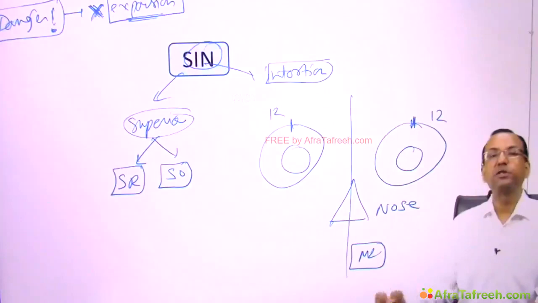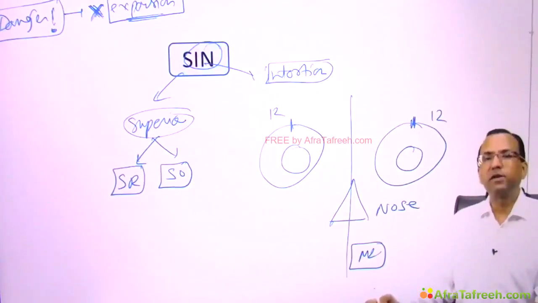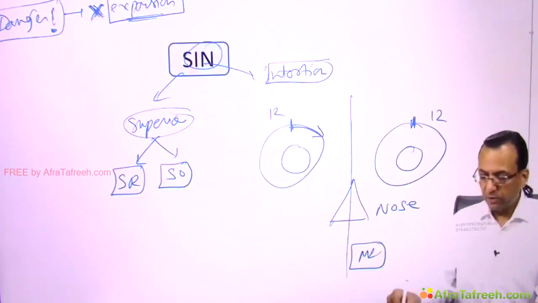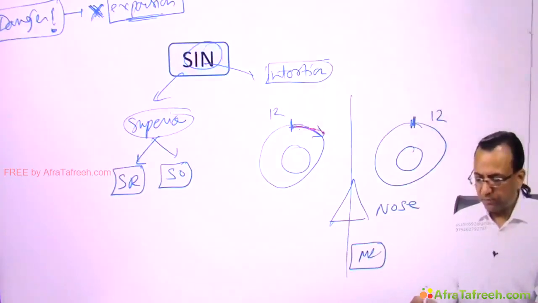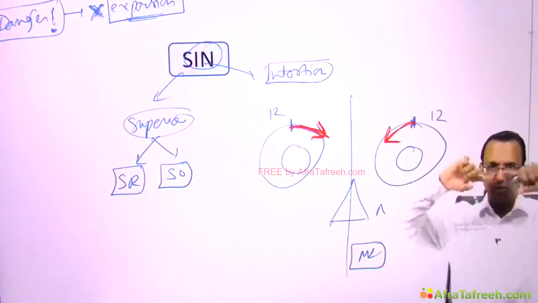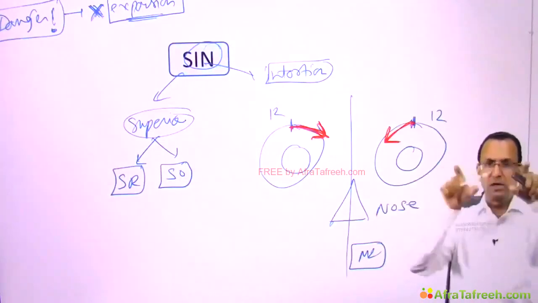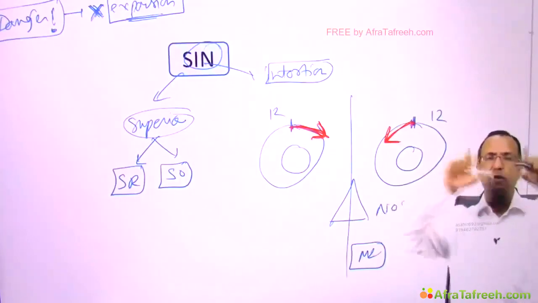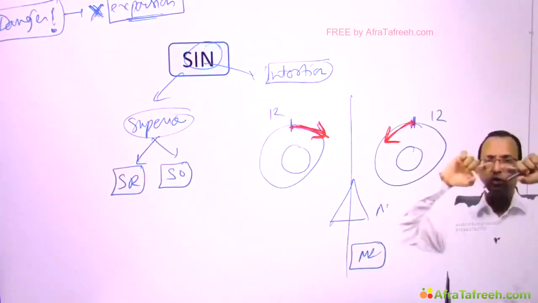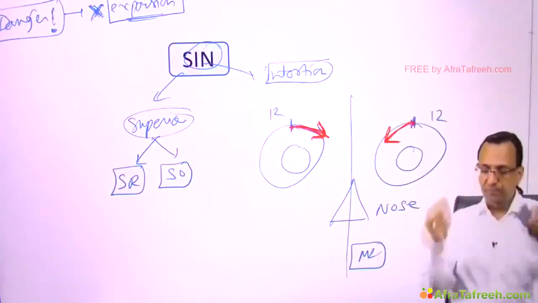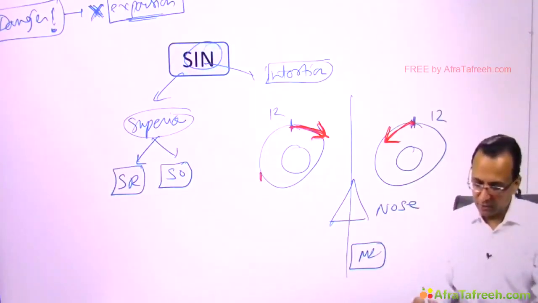What is intorsion? Intorsion is inward rotation, meaning the 12 o'clock position will go towards the nose. When the 12 o'clock position of the eyeball goes inside, that is intorsion. So what if it is going outside? That will be extorsion. Remember, this is intorsion.